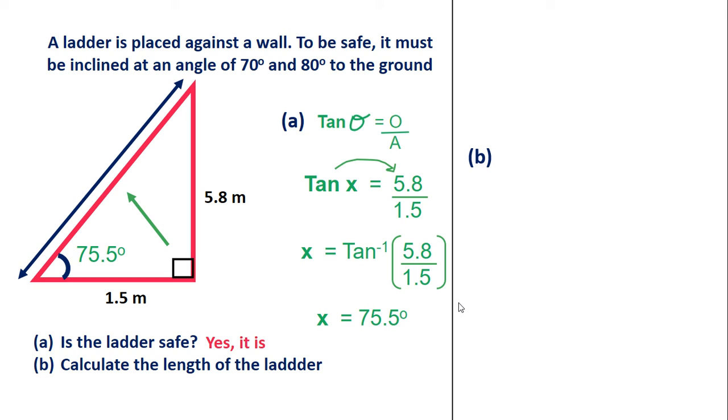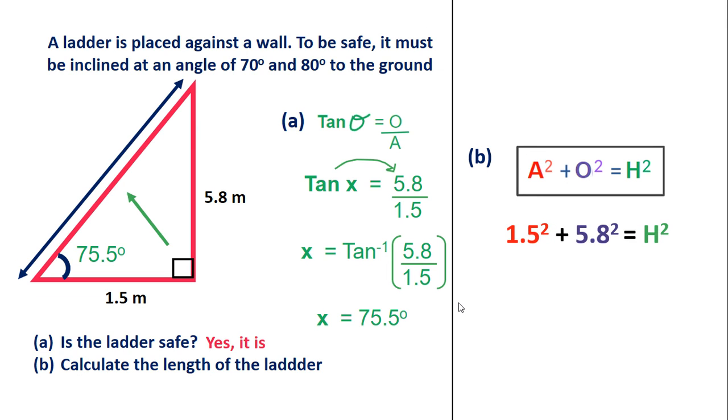Now, when you have two lengths available in a right angle triangle and one is missing, you use the Pythagoras theorem. And the Pythagoras theorem is a squared plus o squared equals h squared. Here we have our a and our o, only the h is missing. So you can just use this formula and find out what your h is. So I'm going to be replacing my variables with the numbers. So a is 1.5 and o is 5.8. So 1.5 squared plus 5.8 squared equals h squared.